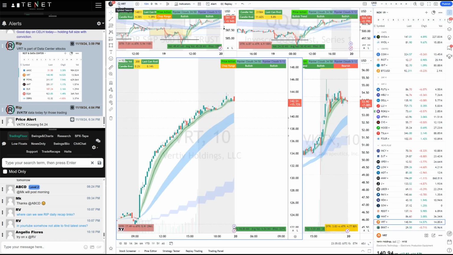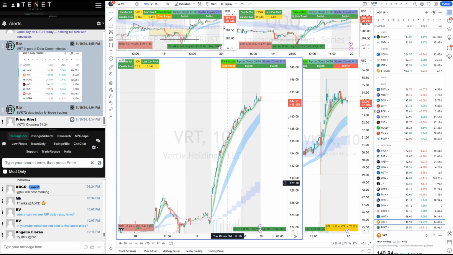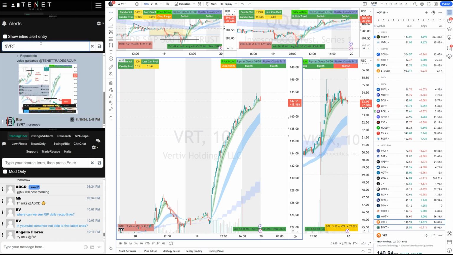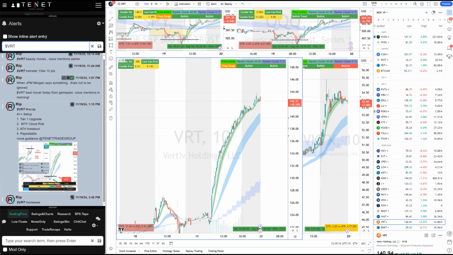It's data center stock, and you can see it's still gapping after hours. So it was a good move. That's why we have everything planned. So understand why it was an A plus. It was a tier one upgrade. It was over the MTF clouds. It was all time high.